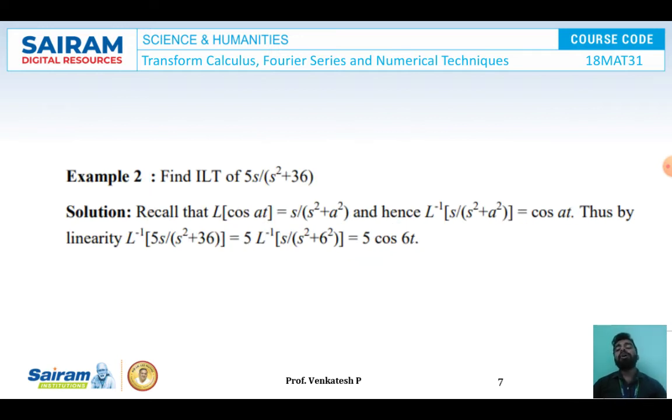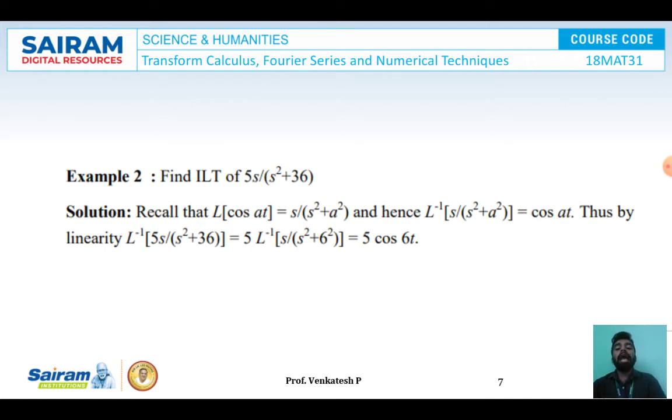Example number 2. Find the inverse Laplace transform of 5s by s square plus 36. To simplify this one, we have to use the cos at formula. As we know, the Laplace transform of cos at is s by s square plus a square. Similarly, Laplace inverse of s by s square plus a square will be equal to cos at. So in this equation, if you apply Laplace inverse on both the sides, I'll get Laplace inverse of s by s square plus a square is equal to cos at. The same formula I'm going to use here also.